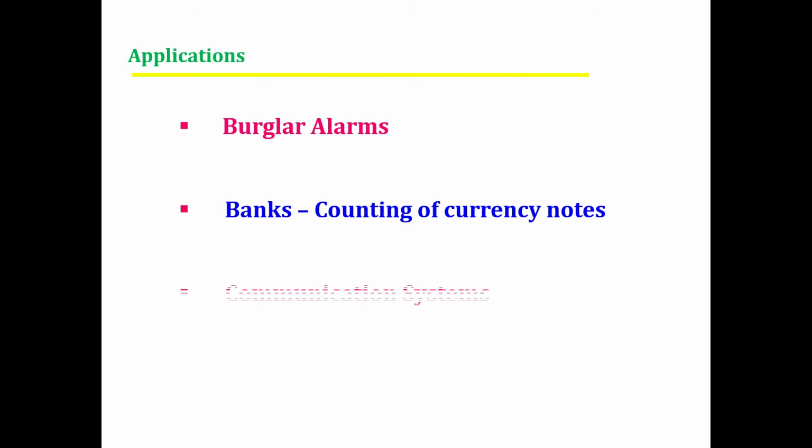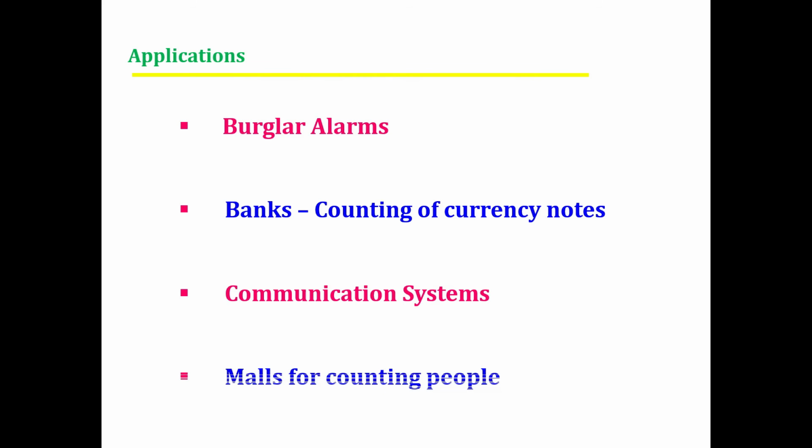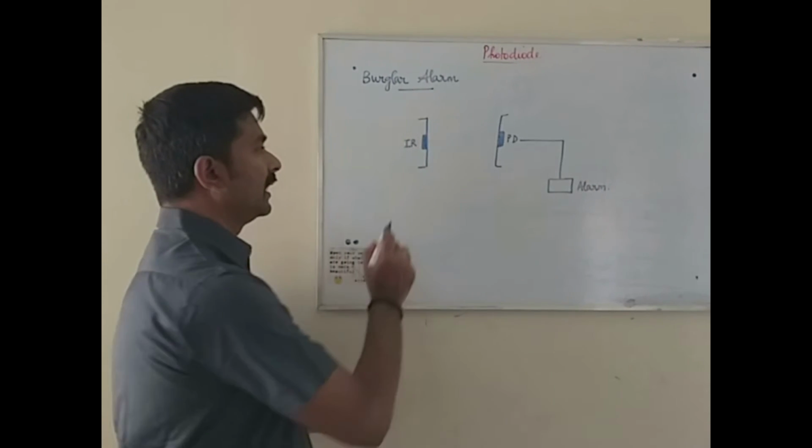Photodiode can be used in burglar alarms. It can be used in banks to count the number of currency notes, and it can be used in malls for counting people, as well as in communication systems. First, we'll see how it can be used in burglar alarms.